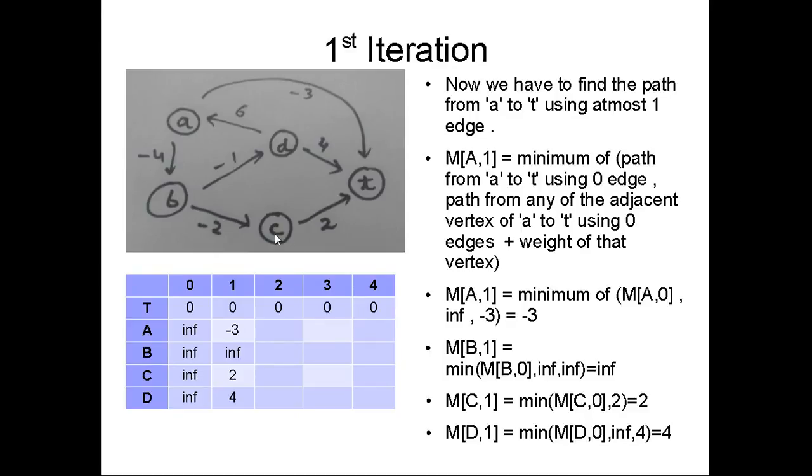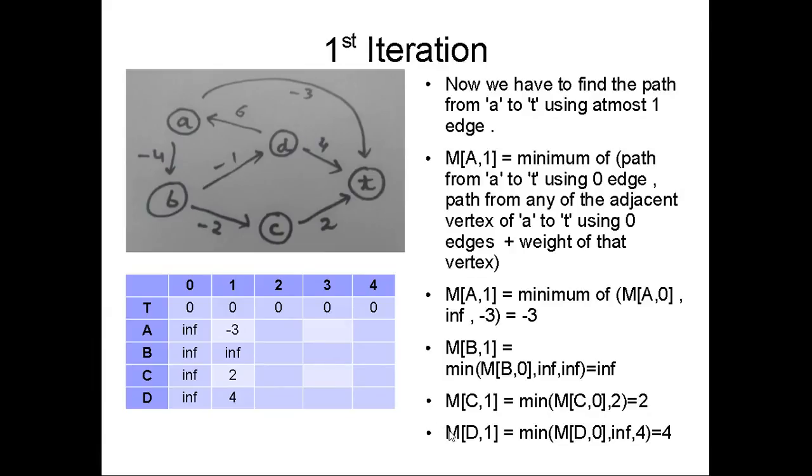Now we can go from C to T using path length of 2, and from T to T using 0 edges we can go in the path length of 0, as it is stated over here. So total becomes 2 plus 0, which is equal to 2. So we update this value with 2. So M of c, 1 becomes minimum of M of c, 0 and 2, which is equal to 2.